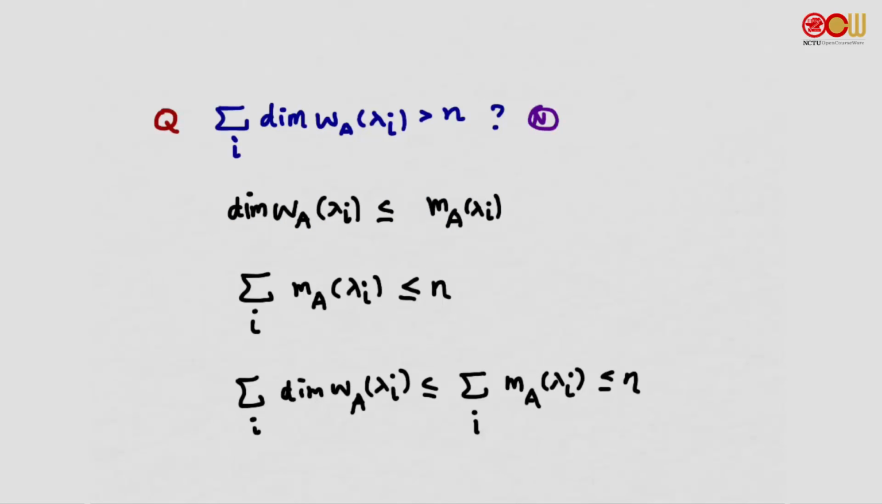So now we have the sum of the dimensions of eigenspaces is less than or equal to the sum of the multiplicities of all the eigenvalues, and this sum is less than or equal to n. And we know A is diagonalizable if this sum of dimensions of eigenspaces is equal to n. And we have two inequalities here. For this summation to be equal to n, we need both of these inequalities to become equalities.